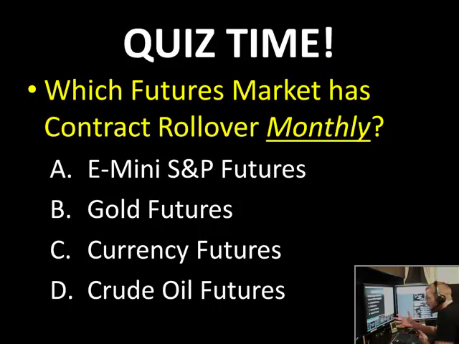We'll talk about one specific term every day. We'll go over a short quiz at the end of each presentation. And today's quiz is: which futures market has the contract rollover monthly? Is it A, the E-mini S&P, B, the gold futures, C, the currency futures, or D, crude oil futures?